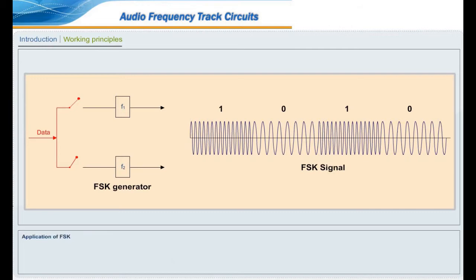Application of FSK. FSK signaling schemes are used mainly for low-speed digital data transmissions. Advantages of FSK. Gain control manually. Generation is relatively easy. Constant amplitude property for the carrier signal does not waste power and produces some immunity to noise.